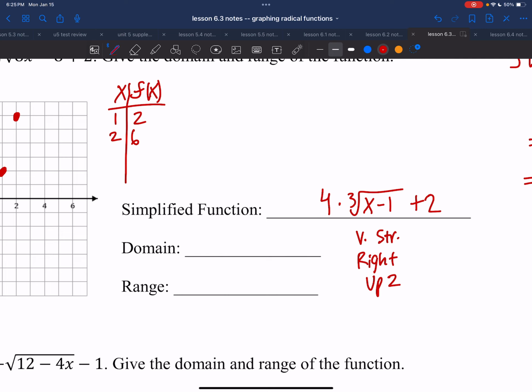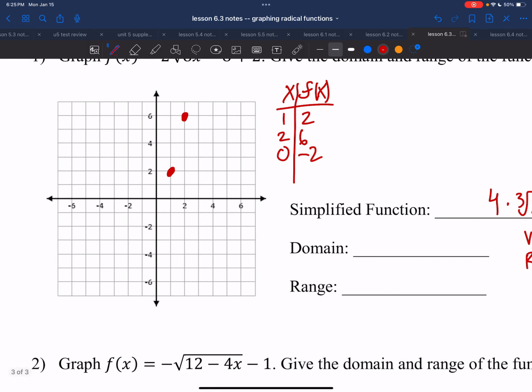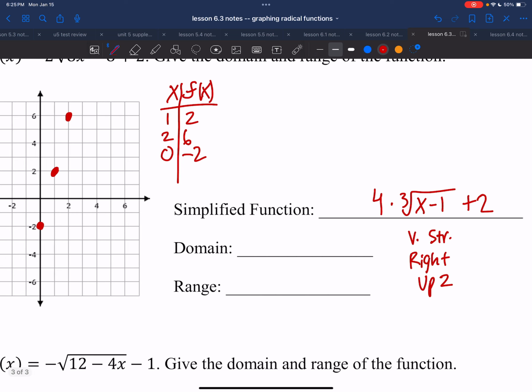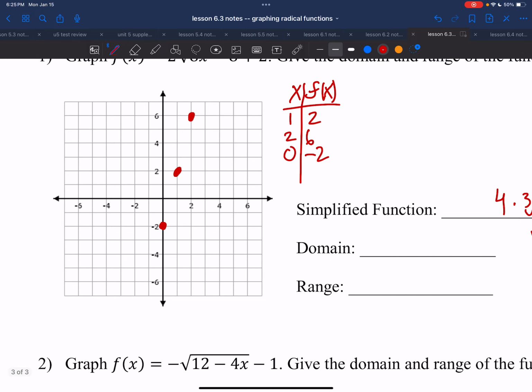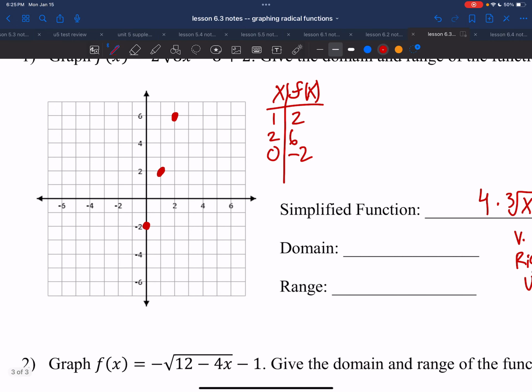If I do negative 1, it's 0. 0 minus 1 is negative 1. Cube root of negative 1 is negative 1. 4 times negative 1 is negative 4. Plus 2 is negative 2. So 0, negative 2 is right here. Can I get any more points? I would need an 8. 9 and negative 7.